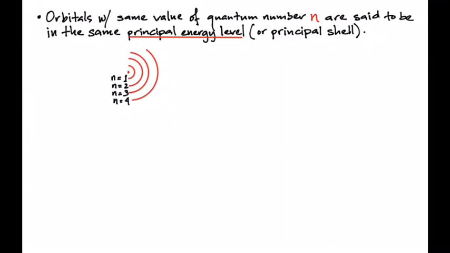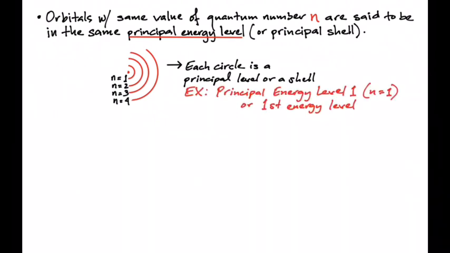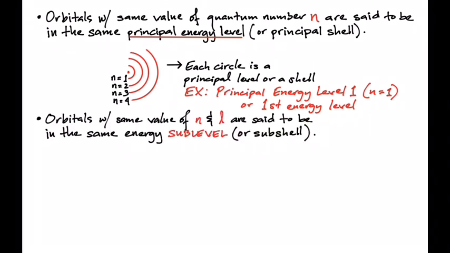And so again, if you visualize Bohr's model of the atom, you have the nucleus at the center, and then you have the stationary states or orbits surrounding the nucleus. And again, these are now called principal energy levels. So you have n equals 1, the first principal energy level, n equals 2, the second energy level, n equals 3, 4, 5, and 6, and so on. So each circle is a principal level or principal shell, or you can just call it energy level. And n equals 1 again is the first energy level.